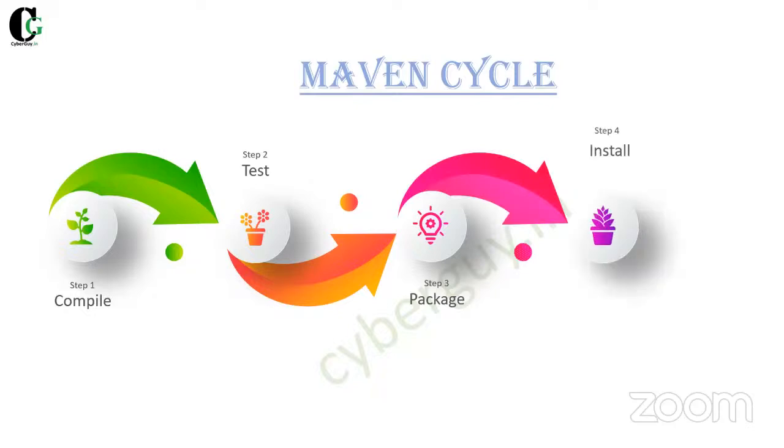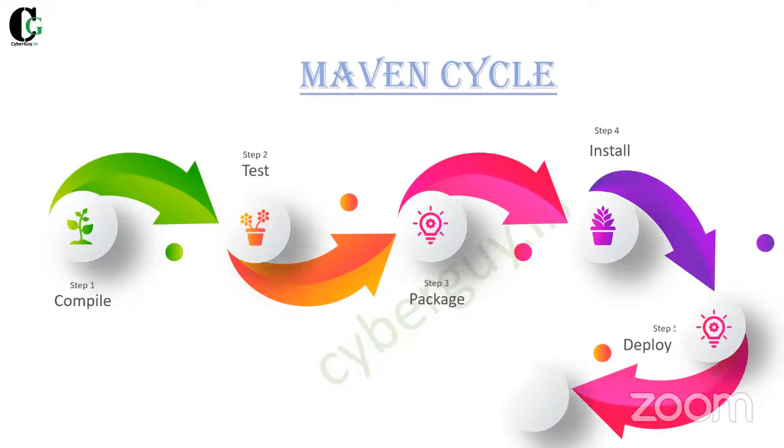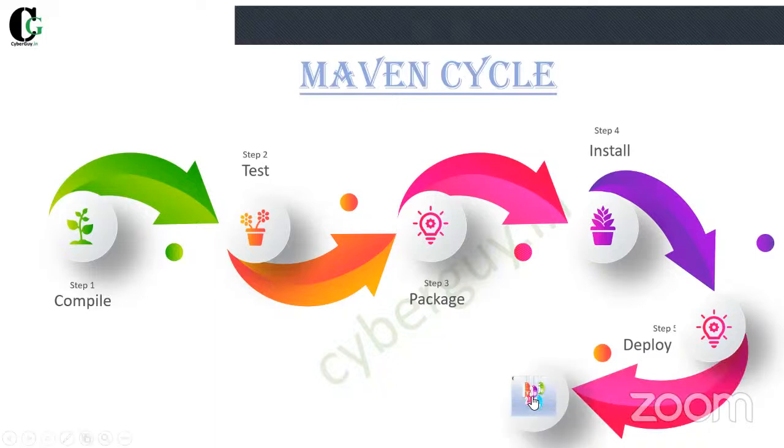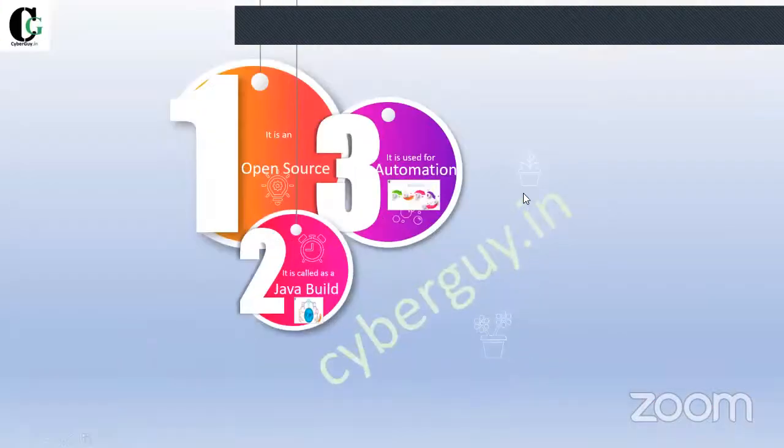The testing is over and packaging is over. What is the next task that I need to do? I have to install them. Installation part is done. Next is simply deploying it. Am I right? Deploying it. This is the cycle that we are going to follow in Maven, right? Do remember this. And let us go to the next topic. We have discussed the automation, right?